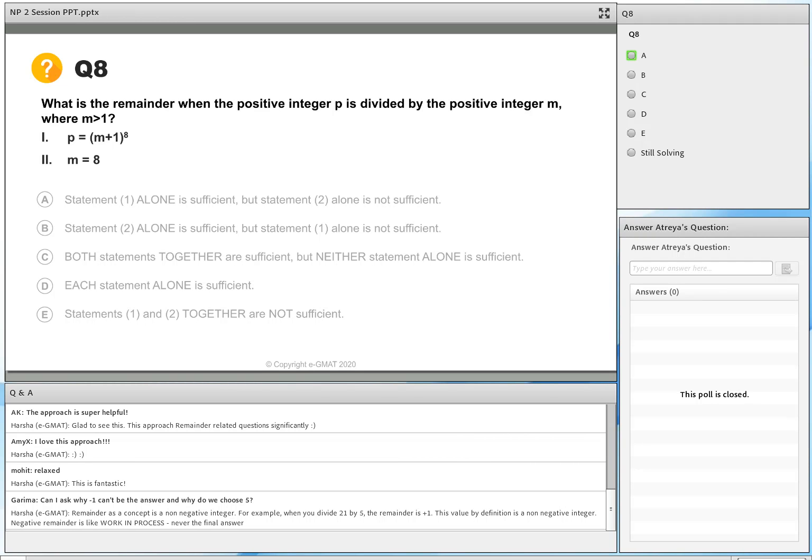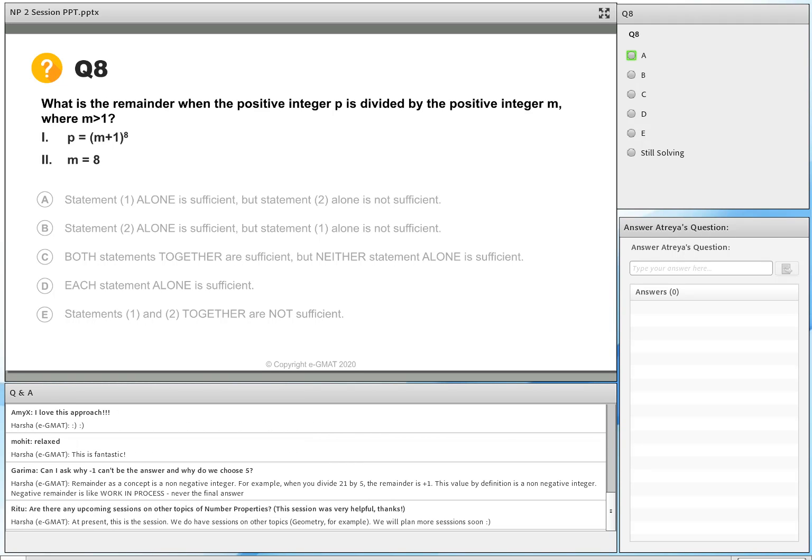All right, last 5 seconds, guys. Last 5 seconds to mark the answer for this question. 3, 2, and 1. I'm going to end the poll and let me broadcast the results.